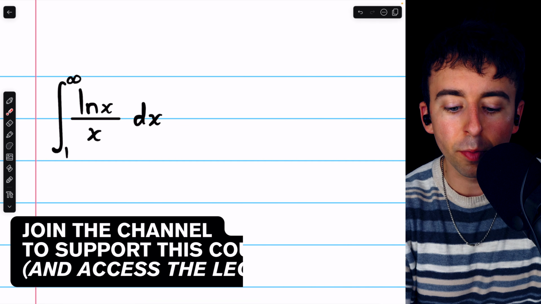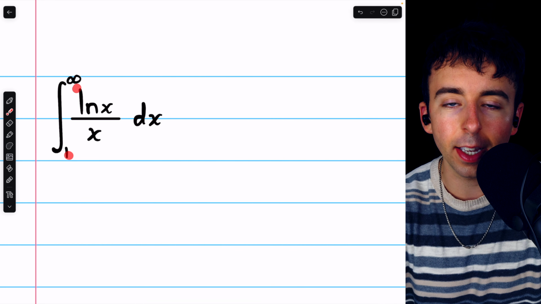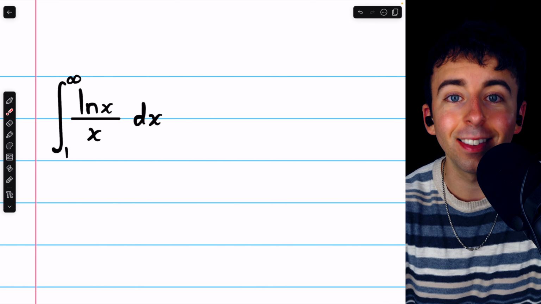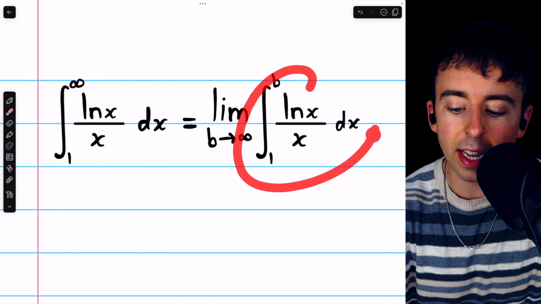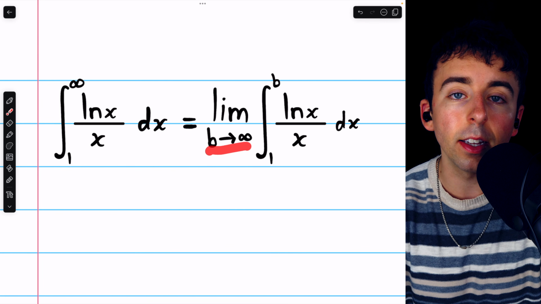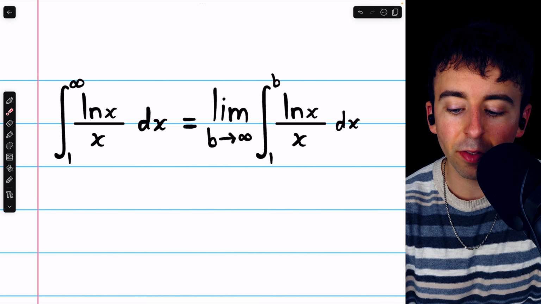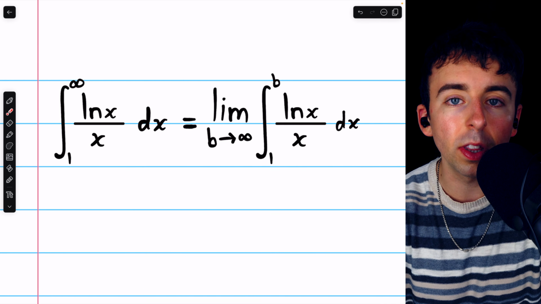To evaluate the improper integral of ln x over x from 1 to infinity, let's first rewrite it as a limit. By definition, this equals the limit of the integral of ln x over x from 1 to b as b goes to infinity. Now we have to worry about evaluating this integral, which can be easily done with u substitution.